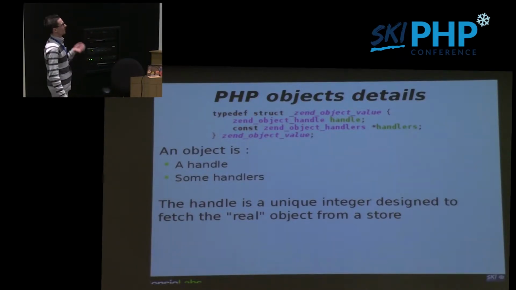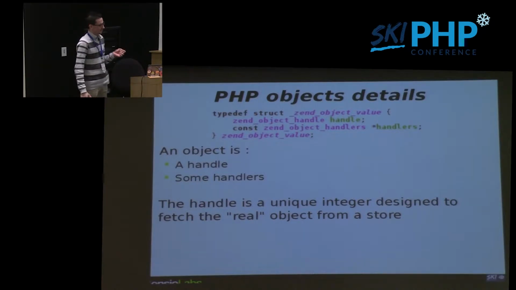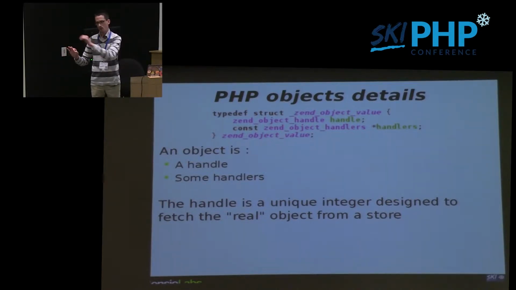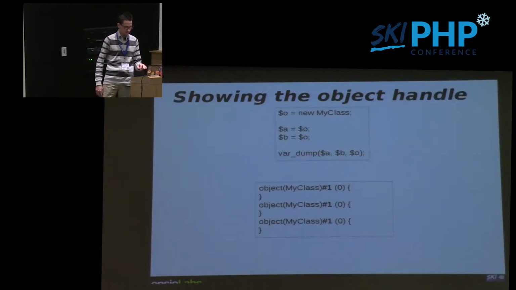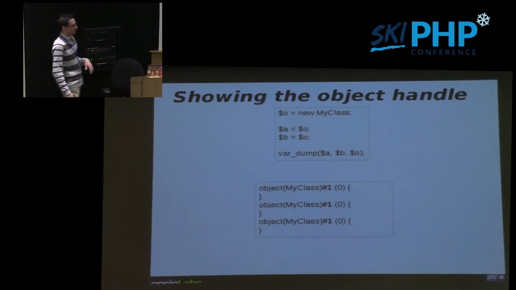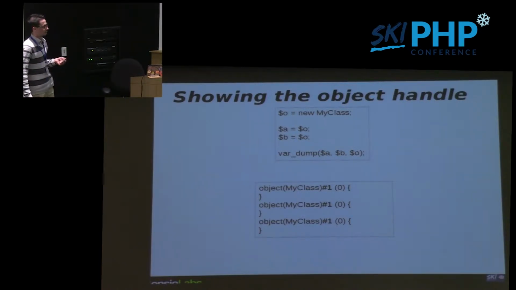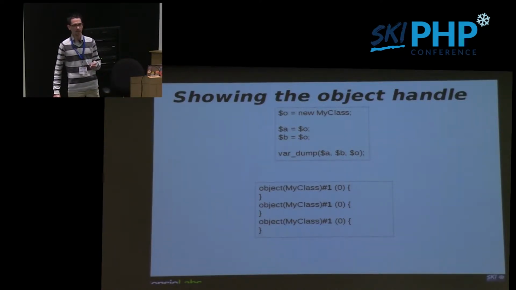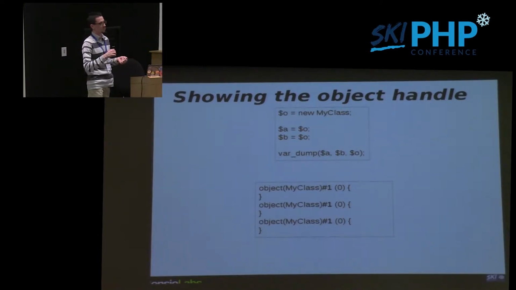So you have a handle and some handlers, and the handle is a unique integer designed to fetch the real object from a store. Okay, the store is a container in PHP memory which contains each object uniquely, and many zvals may point to those objects. That's the point. So if you want to see the real object handle, you just var_dump your object, and you have something which is a hash number, and this number is the internal PHP number.